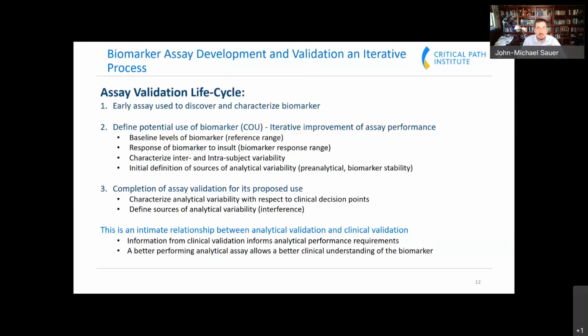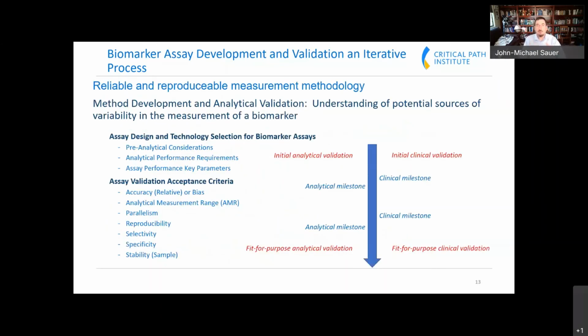And so what this creates is a really intimate relationship between the analytical validation and the clinical validation. And that's important because if we're going to change how we're going to use the biomarker, well, we're going to have to optimize some of these factors. And I think that intimate relationship is shown very nicely here on slide 13, where we can see that as we learn about the way the biomarker is behaving in the clinic, we can optimize the assay. So in the end, we have both a fit for purpose analytical validation as well as a fit for purpose clinical validation.